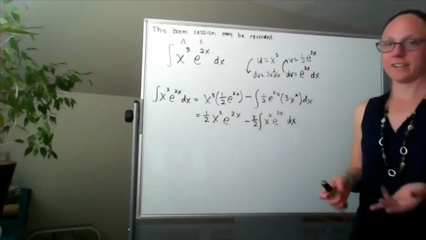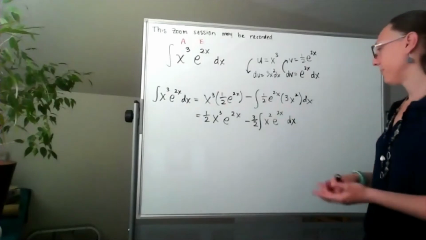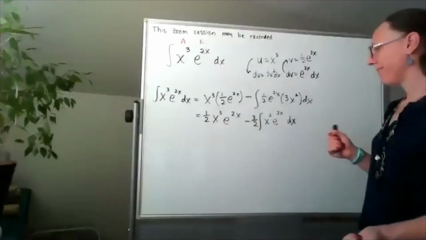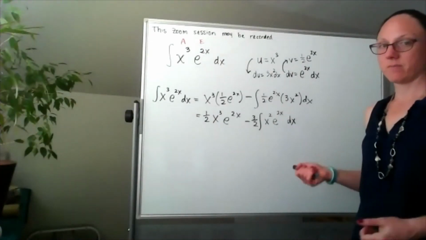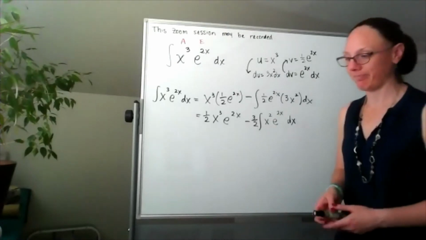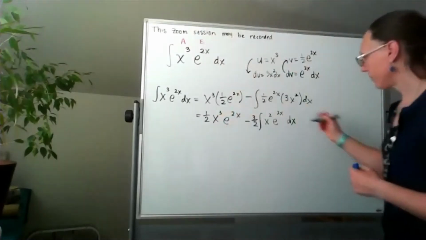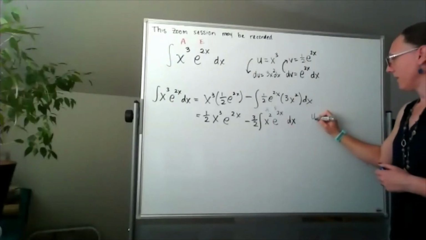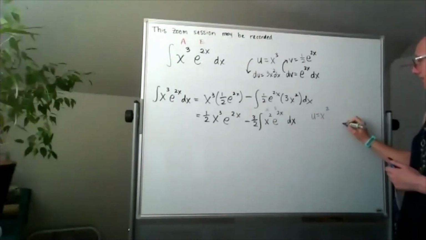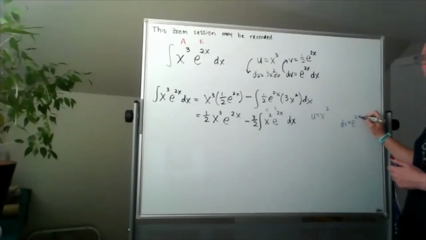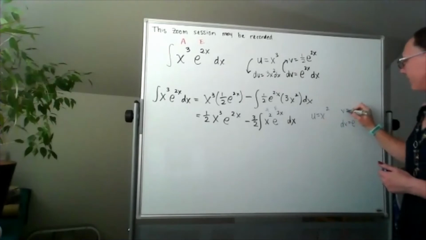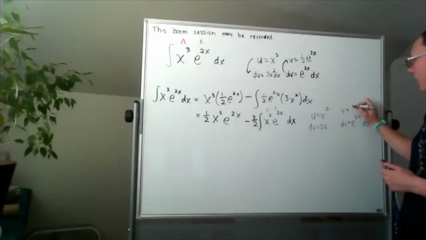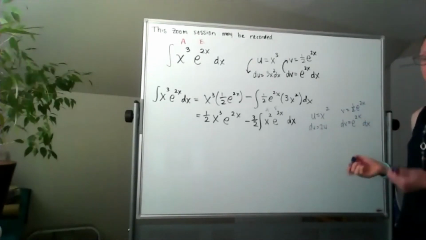So now I look at that integral and I say, is it algebra, trig, or a mixture of stuff? It's still a mixture. Can I do a u sub? Doesn't look like it. So it's going to be integration by parts another time. There's my algebra piece and my exponential piece. If I let u be equal to x squared, dv will be e to the 2x dx. That makes du 2x dx, and it makes v 1/2 e to the 2x.